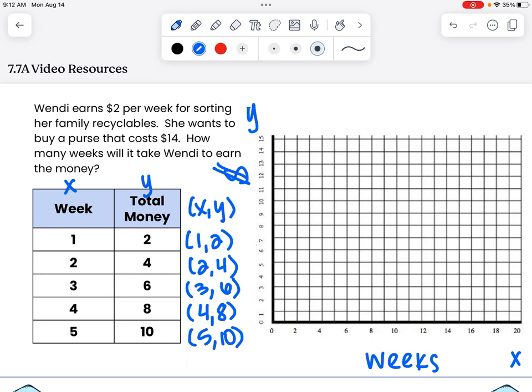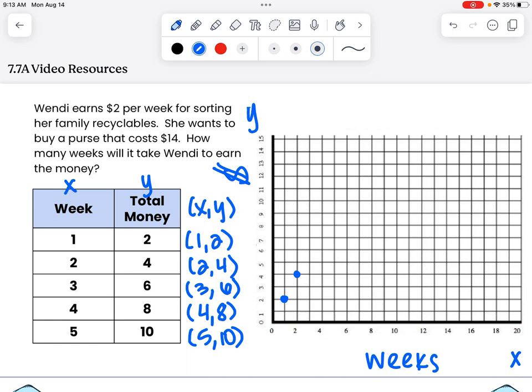So for the first point, 1, 2, I'll find 1 on my x-axis, which is right here. And then I'll go up to 2 for the y. So my point will go right there. The same thing with 2 and 4. I'll find the x value first and go up or down, depending on where it is, to the y value. So we have 2, 4.